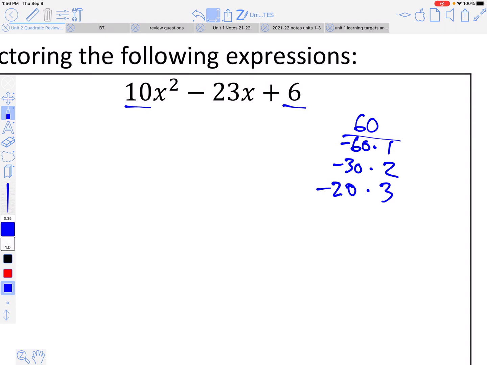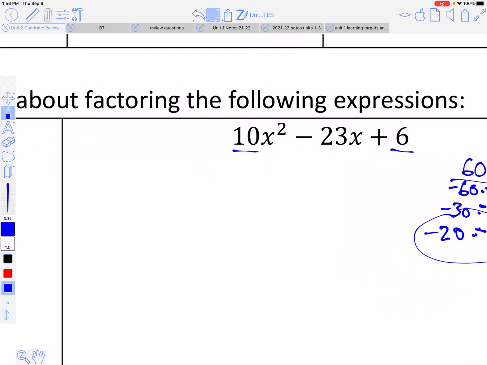4, we have, it has to be a positive 60. Sorry. Negative 60 times negative 1 is positive 60. Negative 30 times negative 2 is positive 60. Negative 20 times negative 3 is positive 60. All right, so if we look through this list, we get negative 61 if we were to add it, negative 32 if we were to add it, and negative 23. So negative 20 and negative 3. Break up the middle term.